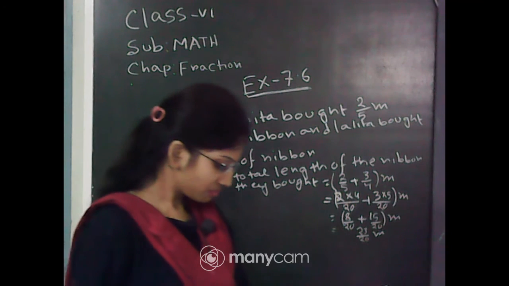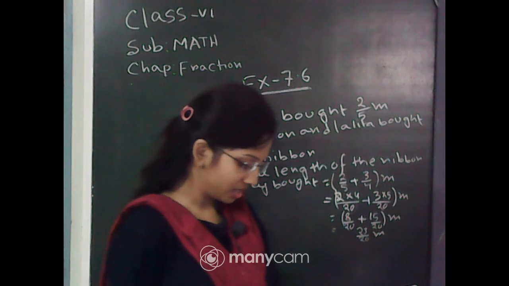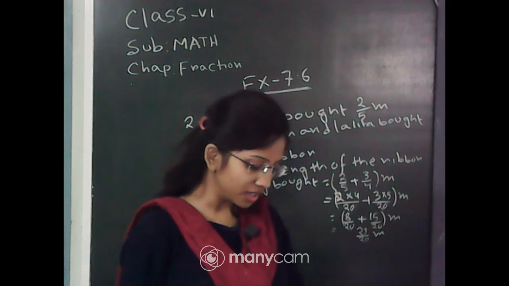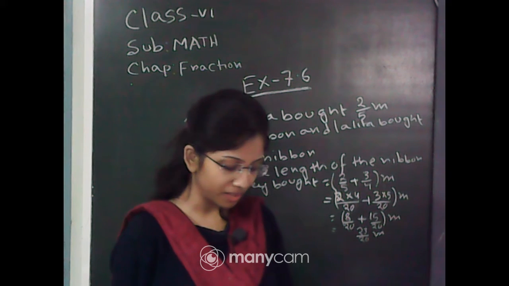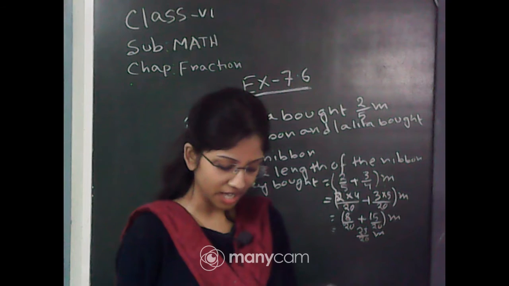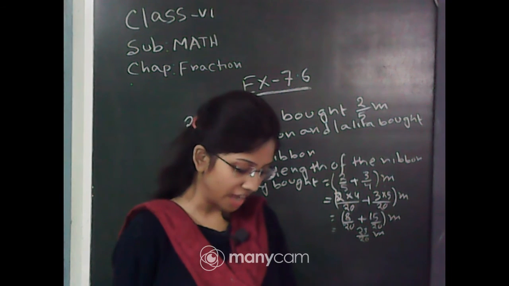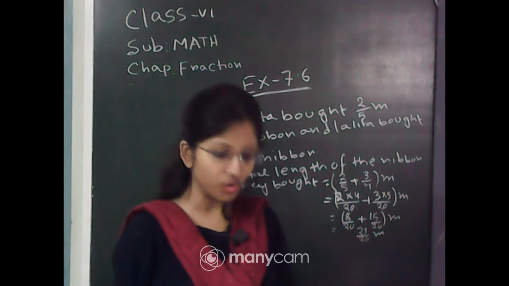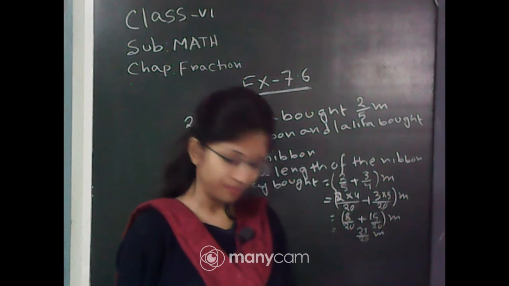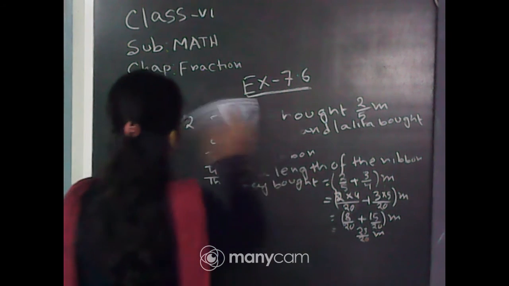Next. Question number 3. Noina was given 1 whole half piece of a cake and Nazma was given 1 whole and 1/3 fraction piece of a cake. Find the total amount of cake was given to both of them. Next, question number 3.